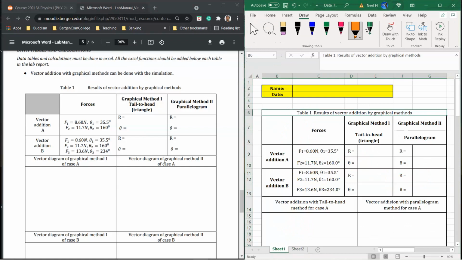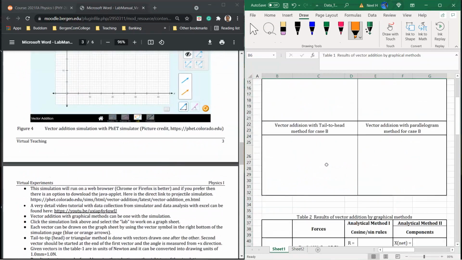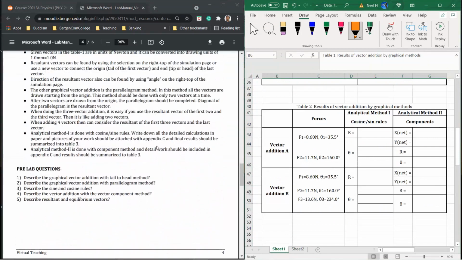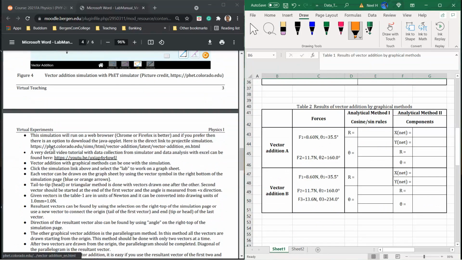Okay, with the simulator, it's much simpler. That's why we're going to do a lot of the analytical method, the second one, in detail, because the simulator makes the first part very simple and easy. There's a link right here on page number 4, very top, PhET.